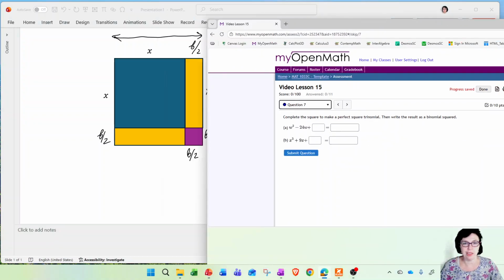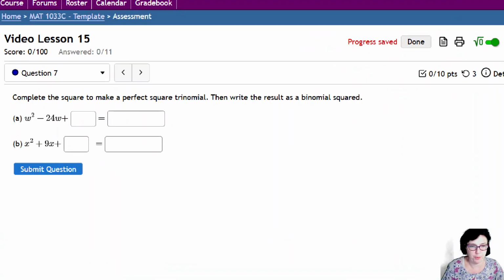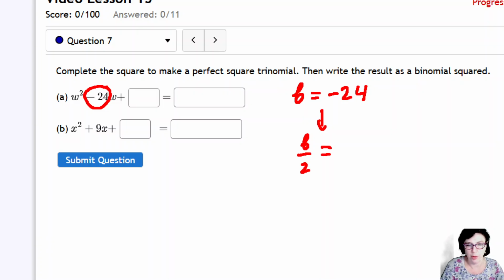So let us practice with a couple of examples I have over here. And they're saying, what do we need to add to complete the square? And then express it as a complete square. Okay, let's take a look. The first thing to do is identify what is your b. Okay, b is given by this number right here. So you got b equals negative 24. How do you complete the square? Well, the first step is to divide it by 2. b over 2 equals, well, what is negative 24 divided by 2? That's negative 12, right? Then you square it, okay?